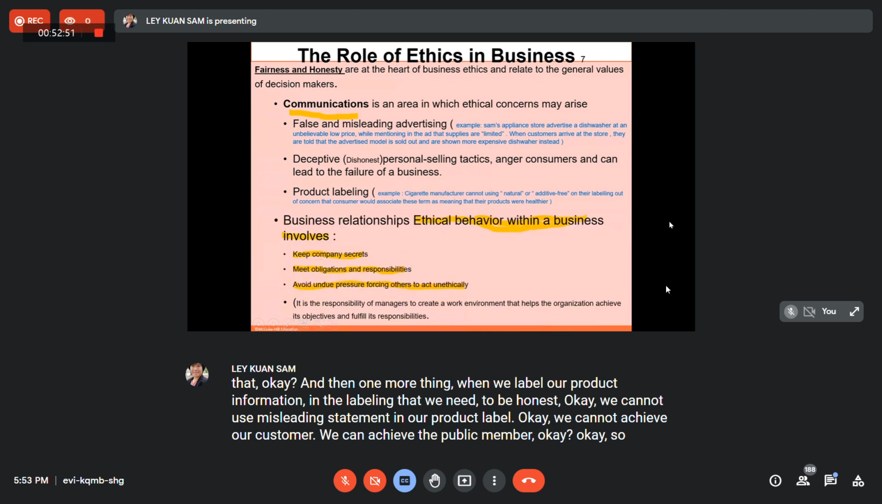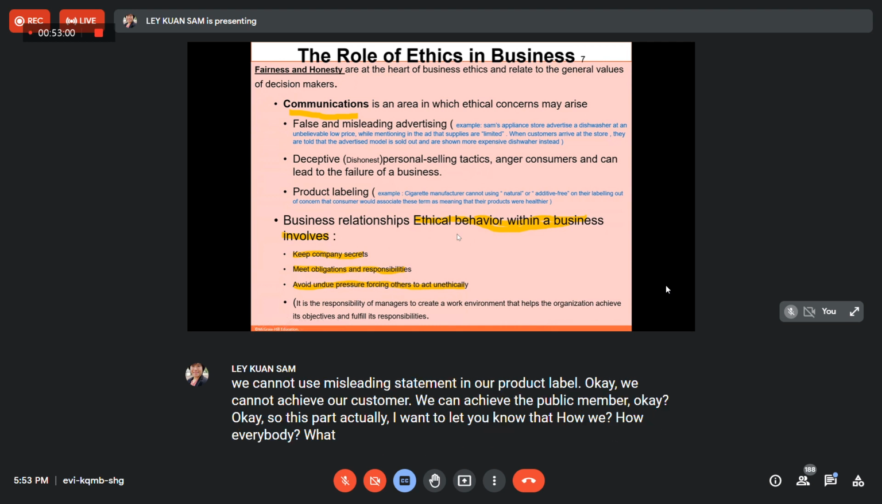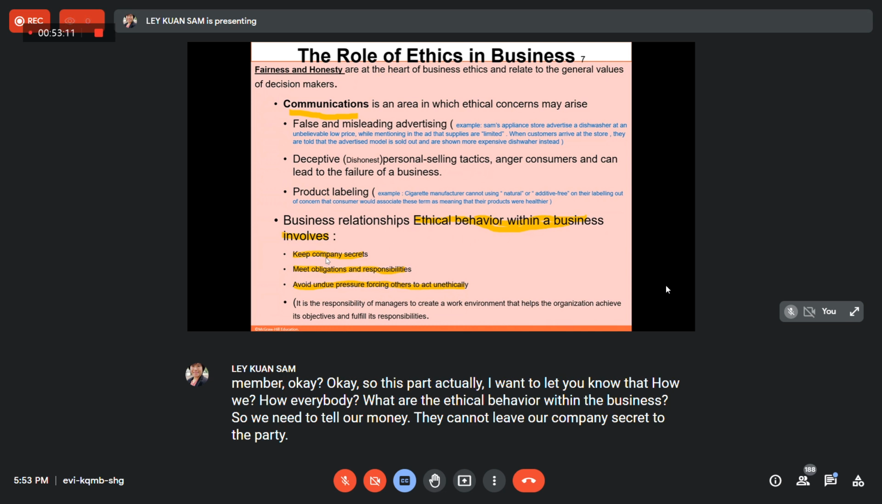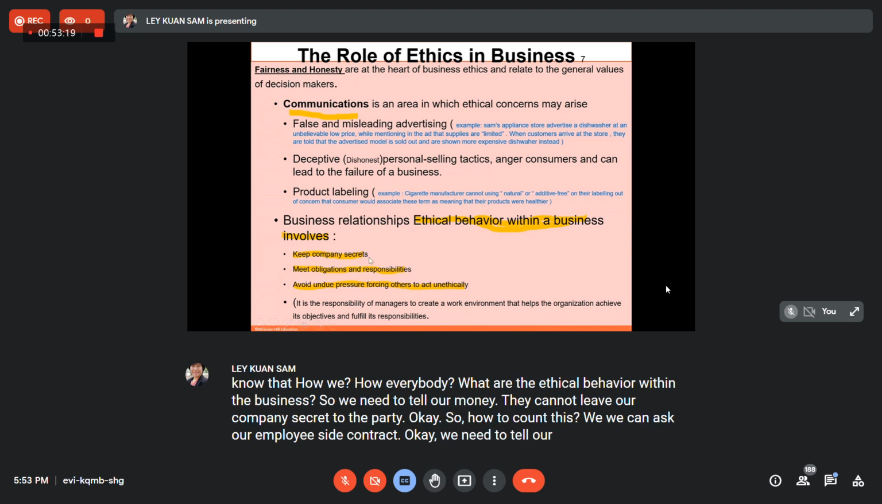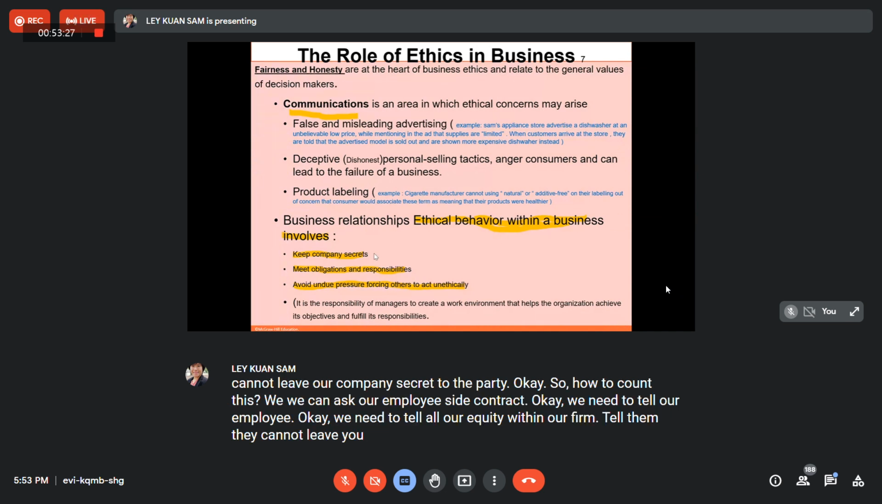Okay, so this part I want to let you know how we tell our employees what the ethical behavior within the business is. We need to tell our employees they cannot reveal our company's secrets to other parties. So how do we govern this? We can ask our employees to sign a contract. We need to tell all our employees within our firm they cannot reveal our company's secrets to other parties.